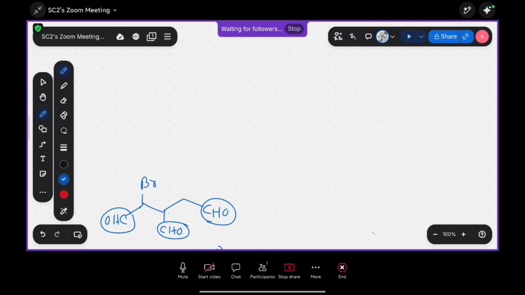So just like the previous example of citric acid, this is the same one. Here we are having 3 identical principal functional groups.